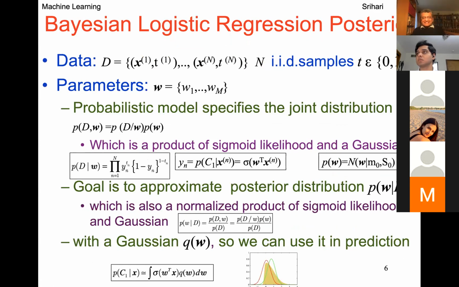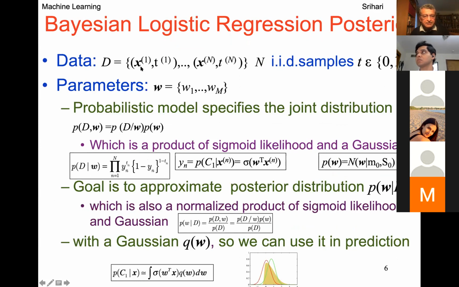Okay, this is one slide where I try to summarize the entire Bayesian logistic regression, because we are going to go from there to define variational Bayesian logistic regression. So what we have is a data set D consisting of n samples. They're all pairs, (x1, t1) through (xn, tn).